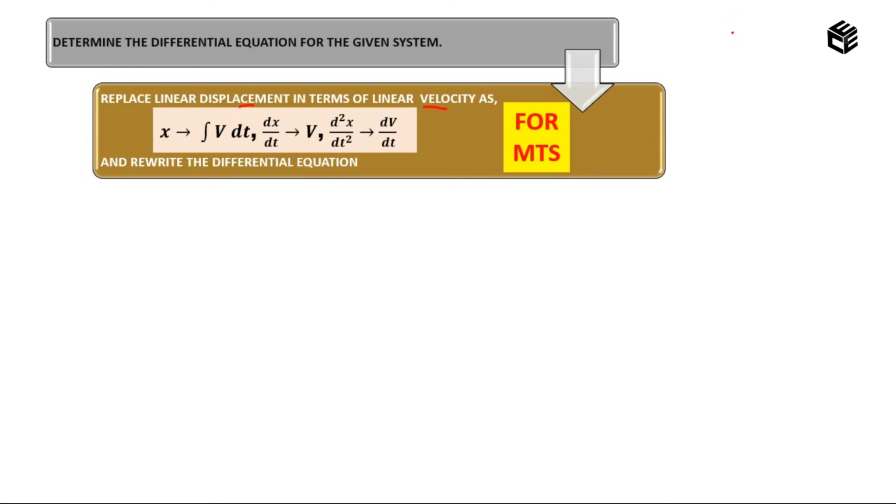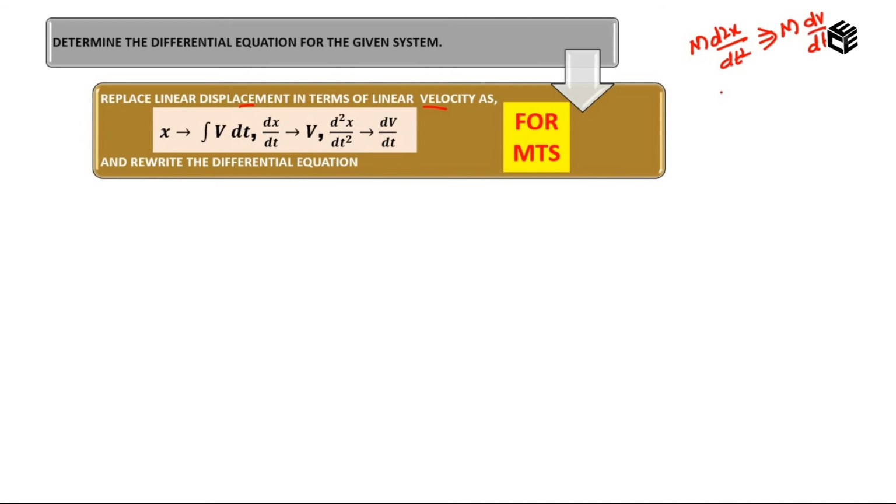Let me consider an example. If I have an expression m into d square x by dt square, I will replace this as m into dv by dt, since d square x by dt square is replaced as dv by dt. So I am changing the expression in terms of linear displacement to an expression in terms of linear velocity.